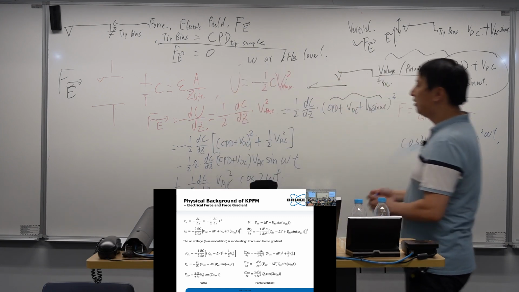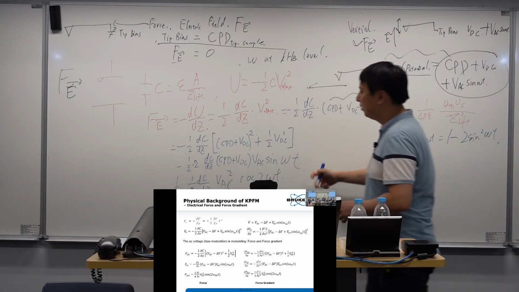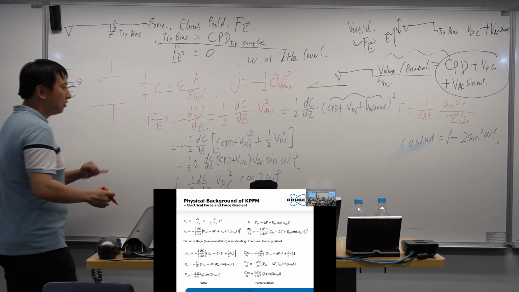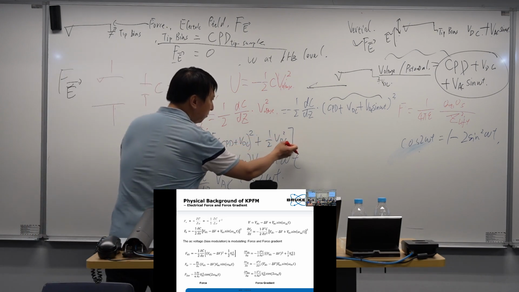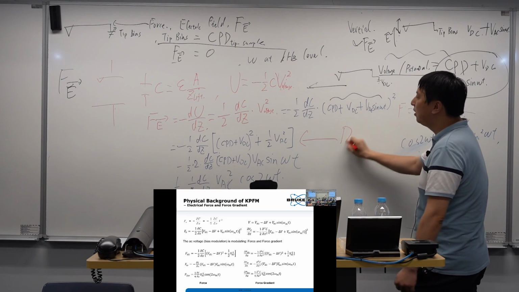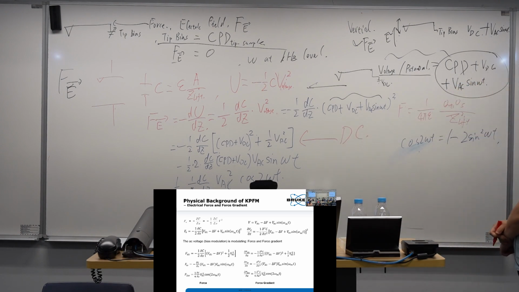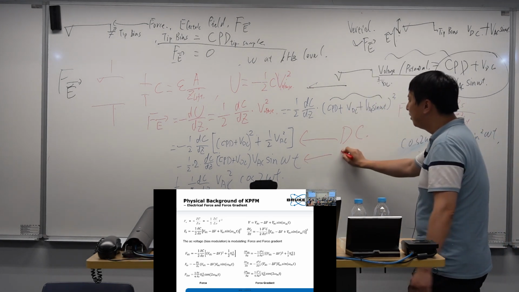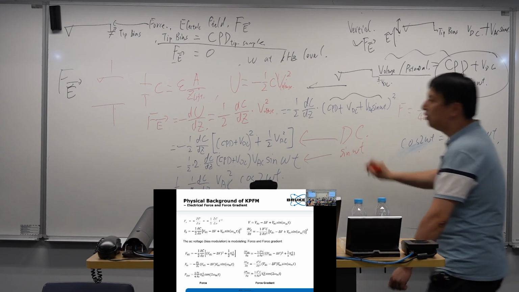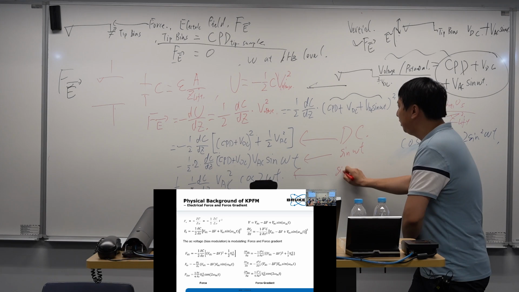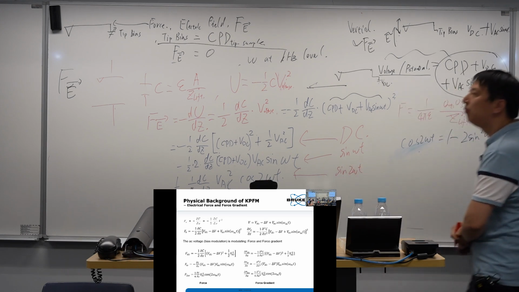Okay, that's our term. Let's take a look at the three terms. The first term is a DC term, right? It has nothing to do with time. The second term is the sine omega t term. The third term is the sine 2 omega t term.